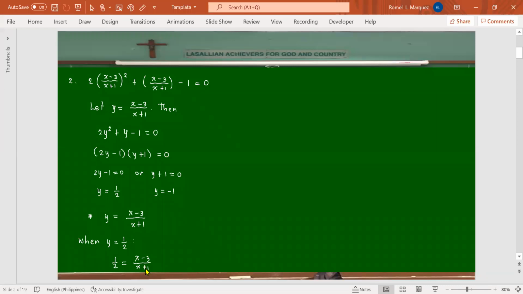So from this fractional equation, let's simplify and get x plus 1 times 1 is equal to 2 times x minus 3. Am I correct, guys? Yes, sir. So x plus 1 is equal to 2x minus 6. So that we have negative x is equal to -7, right?